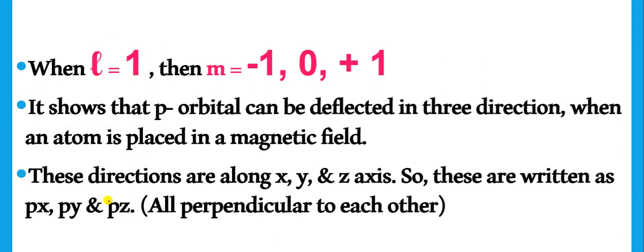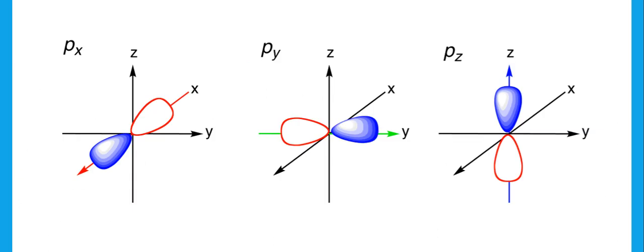Now you can see here the axes. This is the x axis, y axis and z axis. How will you represent the x axis? The dumbbell-shaped p orbital covering the x axis is px, covering the y axis is py, and covering z is pz. Okay students, you should practice drawing it, because this type of question can come in the exam, to draw the shapes of p and d orbitals.